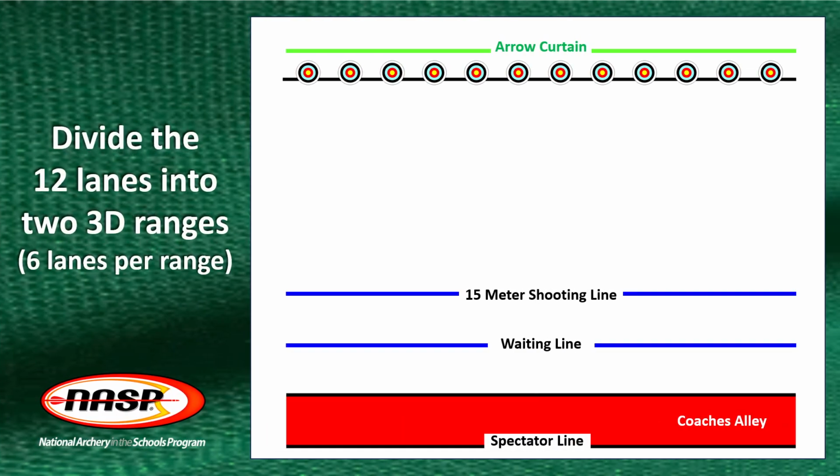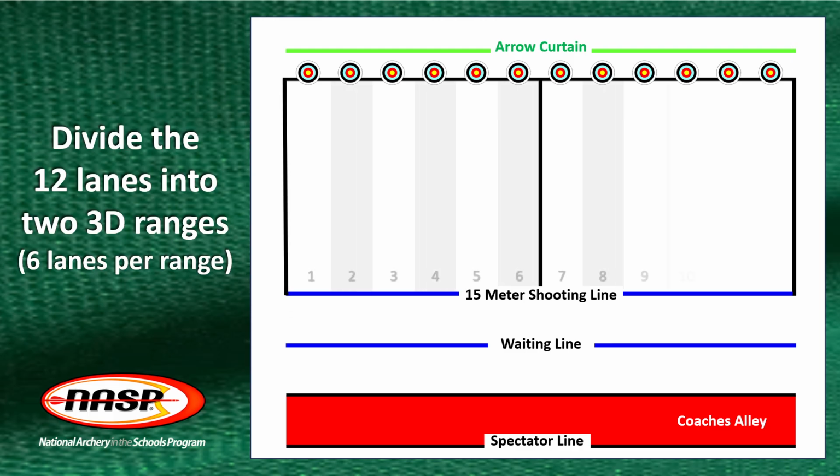NASP 3D ranges are built in sets of 6 lanes to accommodate the 6 different animals used in NASP 3D. So, the first thing we do is to divide our bullseye lanes into sets of 6 lanes. Now we have 2 NASP 3D ranges. If you are setting up more ranges, just continue to divide your bullseye range into 6 lane sets.